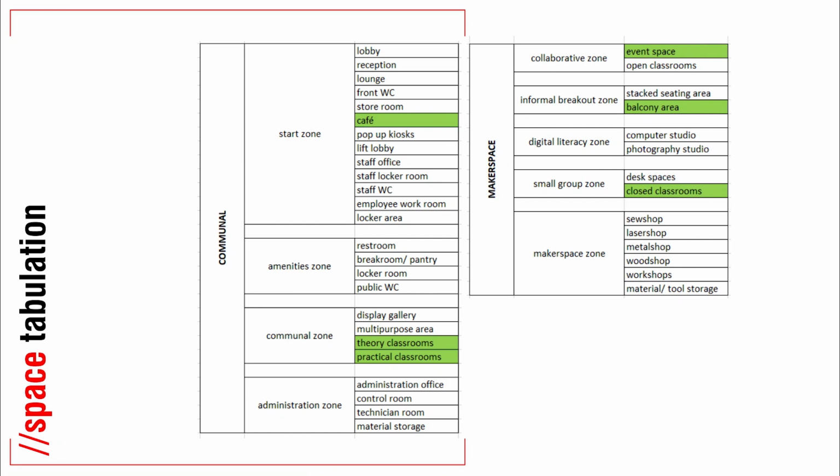As for the makerspace, this is the main learning area. So we have 5 distinctive zones, which are the collaborative zone, informal breakout zone, digital literacy zone, small group zone, and the makerspace zone. So we can see that the highlighted ones in the schedule are the proposed spaces that will have the priority and the benefit of being at the western side with the daylight responsive facade that we have seen and I have explored today.